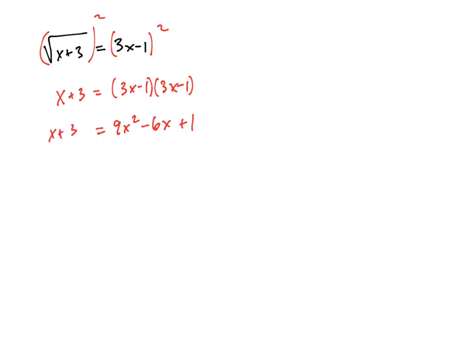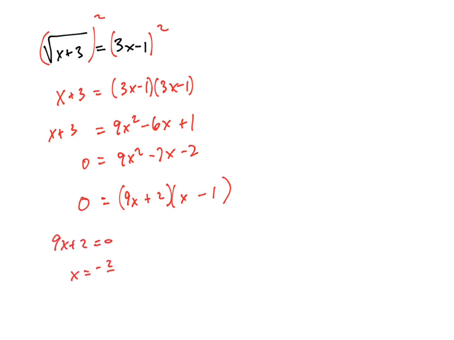So again, this is a quadratic equation. I'm going to set this equal to 0. So we end up with 9x squared minus 7x minus 2. And this, I believe, factors. Let's see, 9x and x. We would say like this, 9x plus 2, x minus 1. Is that right? Okay, that looks good to me. So we'll set each of those equal to 0 and solve. So we get x is equal to negative 2/9. Here we get x is equal to 1.